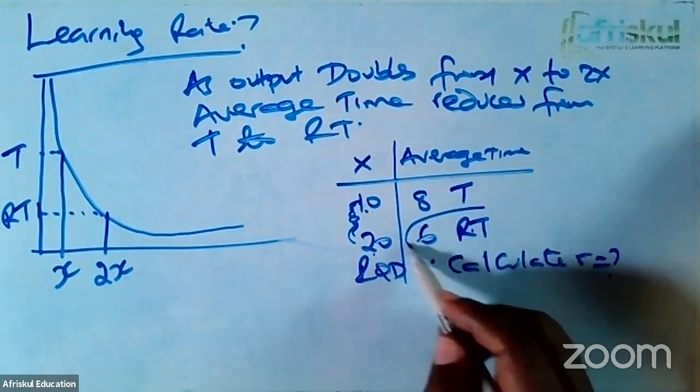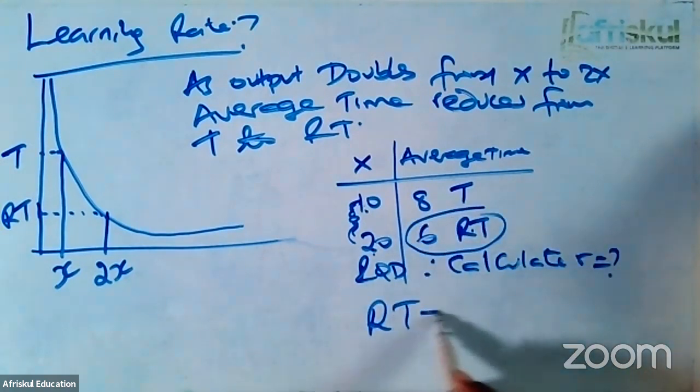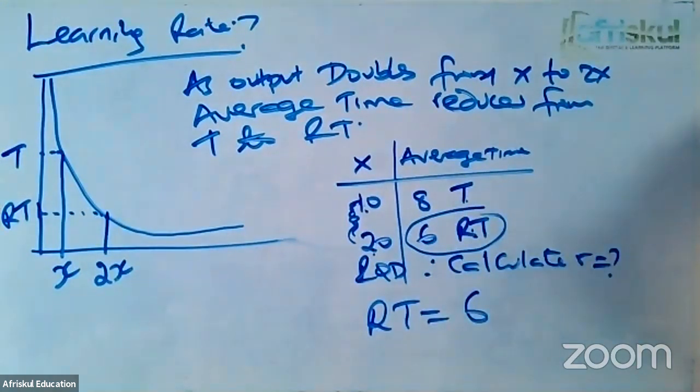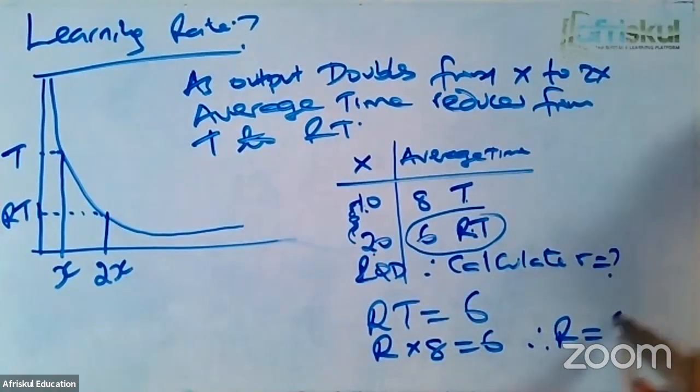And then now you pick it from here. We are saying that our RT should be equal to 6. But we happen to know the value of T. So it will be R times T, which is 8. So R times 8 equals 6. And therefore, our R will be 6 out of 8. So 6 out of 8 is 0.75, which is the same as 75%.